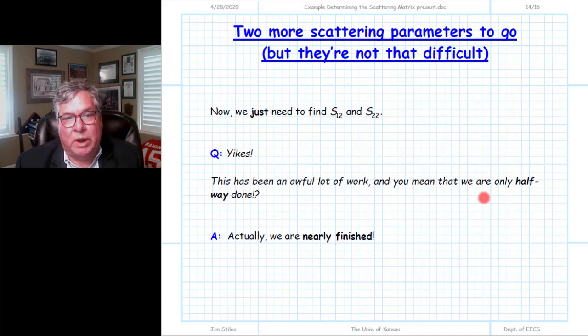All right, so that was just one experiment we did. We put an incident wave on port 1 and found the first column of our scattering matrix, S11 and S21. To complete the scattering matrix, we would need to put a source on port 2 that would generate a non-zero incident wave, terminate port 1 now at a match load, and then repeat the process we just did, and from that get the scattering parameters S12 and S22.